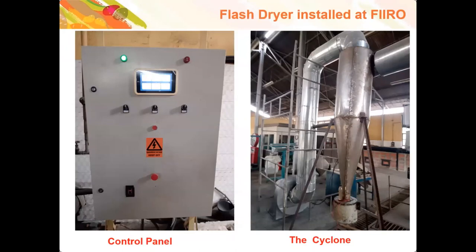This is some of the components of the flash dryer. It is a single cyclone system and also a negative type of flash dryer system, and this is the control panel with screen as shown on the slide.